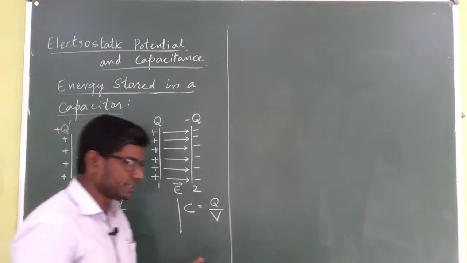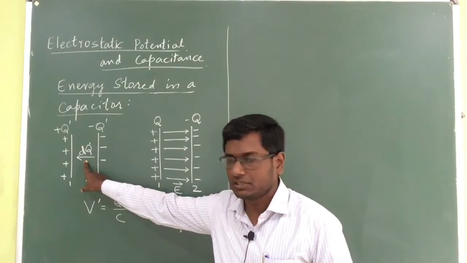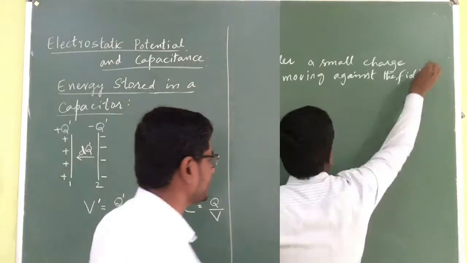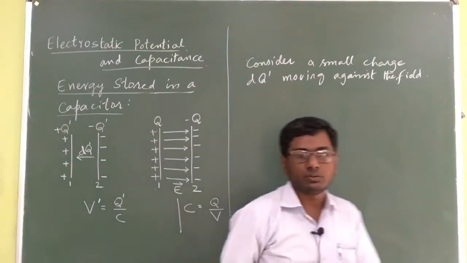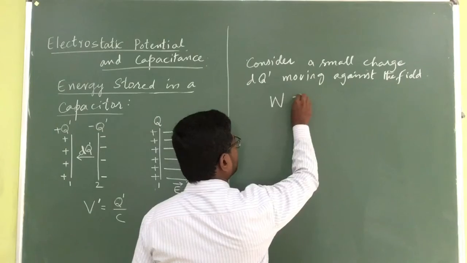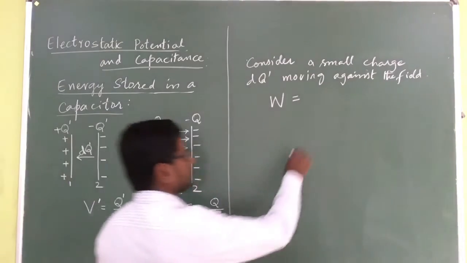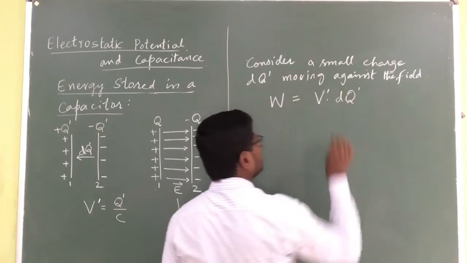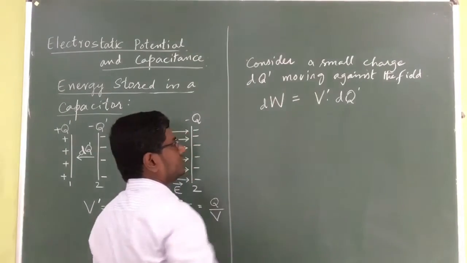Now we are making that small charge dq dash move against the field. When we are moving that charge against the field, we are doing work. What kind of work will it be? We know that work W is given by V into dq dash. And what is this V? It is V dash. And because we are doing a small work, I am going to take it as dW.